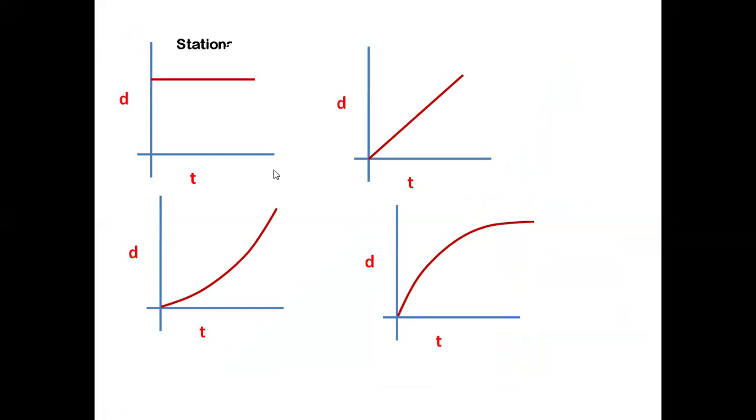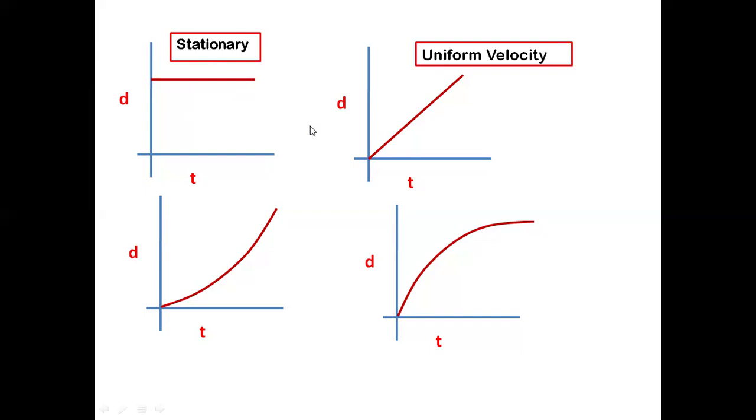So what does the first part show? Stationary. That means no motion because the distance is not changing with respect to time. What about the second one? This is uniform velocity if it is displacement time graph, or uniform speed if it is distance time graph.